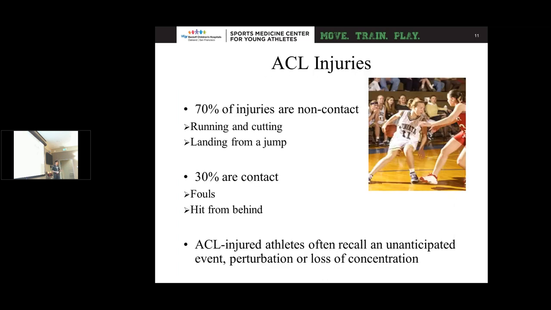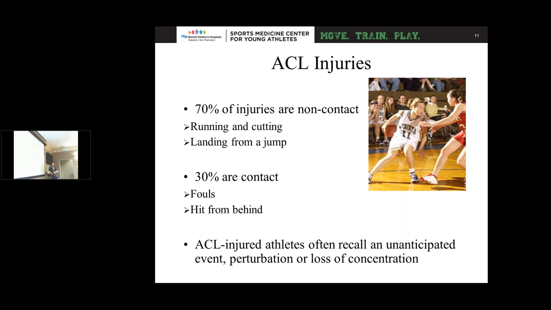Some other things we talk about, obviously, are ACL injuries. If you look at those contact injuries, whether you're fouled or hit from behind, that's only 30%. And so, again, a low number that you can't really do anything about. If I get someone running into my knee and it goes the wrong way, I can't do anything. But 70% are non-contact. That means I'm just running and cutting, or I'm jumping and landing, and my knee just buckles. I don't know how much basketball you get to watch, whether it's your teammates or professional, collegiate, anything like that. You see these types of injuries happen over and over. Someone's running and all of a sudden they just fall to the ground and grab their knee.